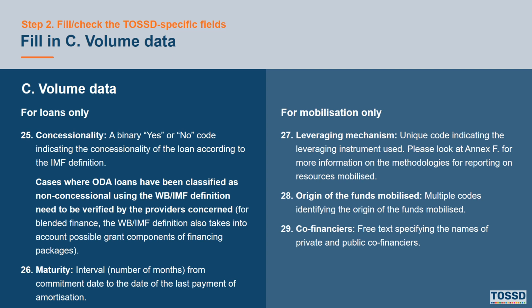If you report private finance mobilized, you can also indicate the leveraging mechanism by using the unique code indicating the leveraging instrument used. Please refer to the reporting instructions, Annex F, for more information on the methodologies for reporting on resources mobilized. Moreover, there exist multiple codes that identify the origin of the funds mobilized. And finally, the item co-financiers is a free text field specifying the names of private and public co-financiers.